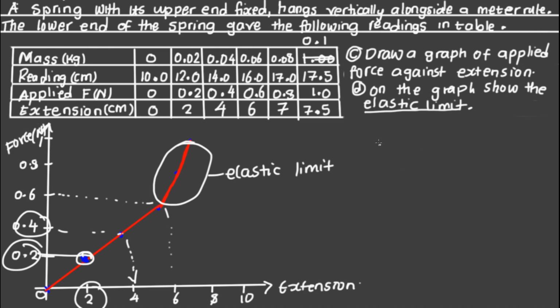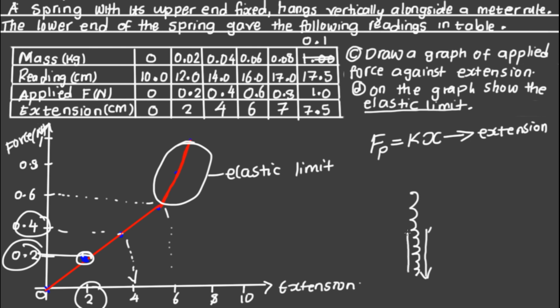Now let's say you are asked to find the constant. The formula is this: the applied force is equal to K, which is our constant, times X. Remember, X represents extension. As you are trying to extend a spring, the force that you are using to extend is what we are referring to as the applied force. Then there is another force that will pull against your direction. This is what we call the restoring force.